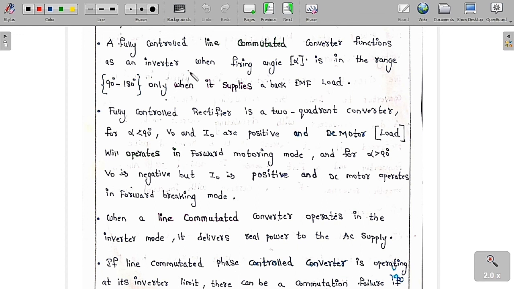A fully controlled line commutated converter functions as an inverter when the firing angle alpha is in the range of 90 degrees to 180 degrees, only when it supplies a back EMF load. The load should compulsorily contain a back EMF.